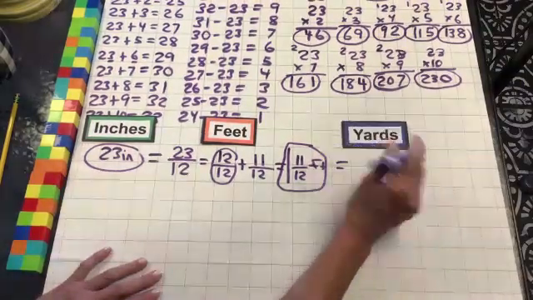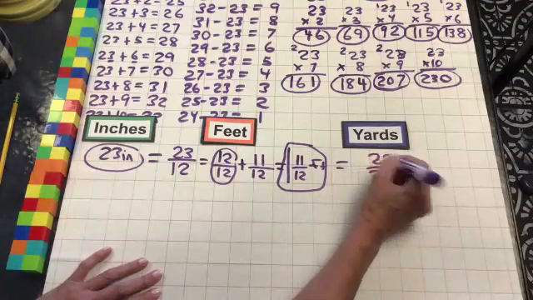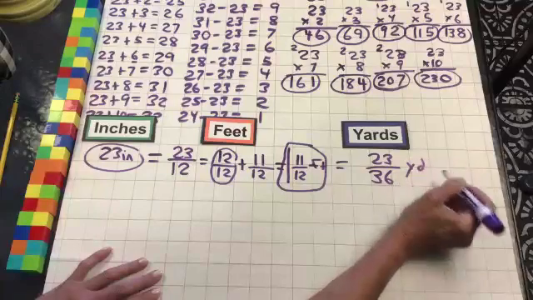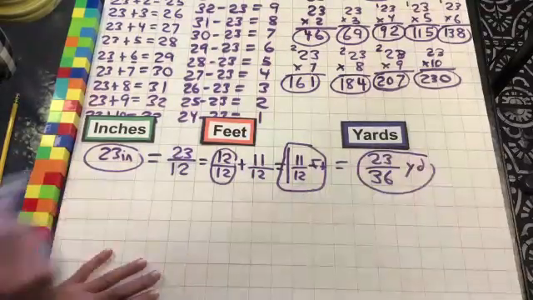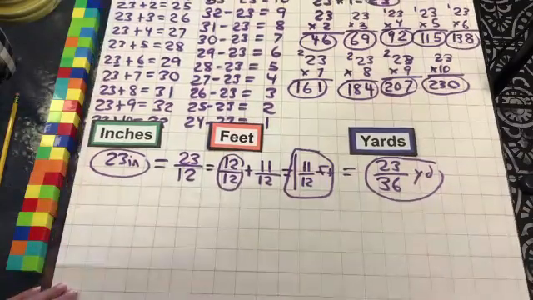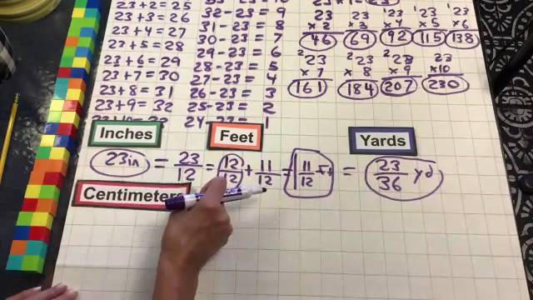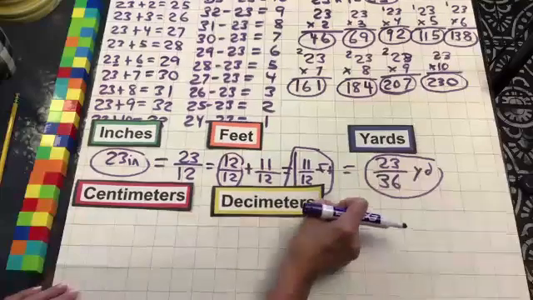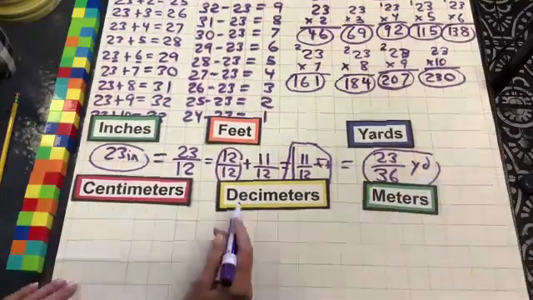And we're going to turn this into yards. It takes 36 inches to make a yard. So we have 23 thirty-sixths of a yard. So we have yards, feet, and inches. Here we go. We're going on to our metric form linear measurement, which is centimeters, decimeters and meters. So let's move on.